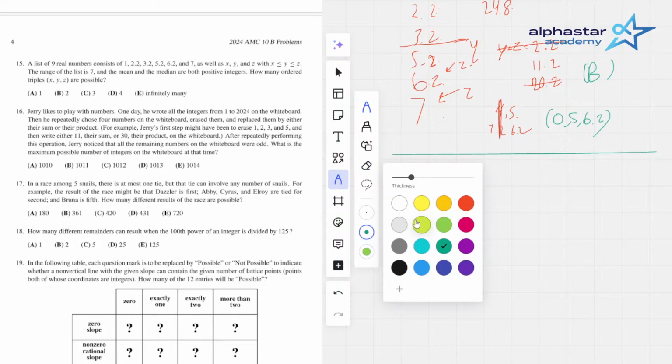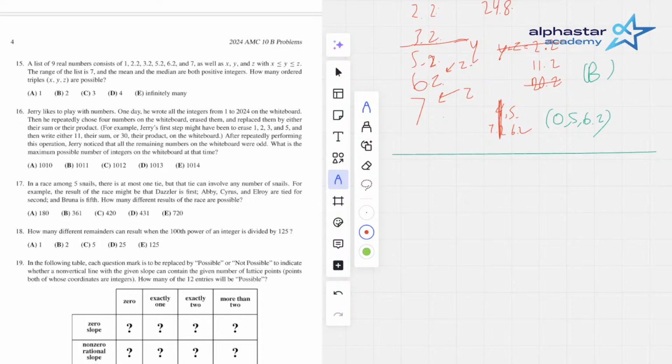Number 16. Jerry likes to play with numbers. He writes the numbers 1 to 2024 on the board. He picks 4 numbers, erases them, and replaces them with either their sum or their product. For example, 1, 2, 3, 4 becomes either 10 or 24. After repeatedly performing this, all the remaining numbers on the whiteboard were odd. What is the maximum possible number of integers on the whiteboard at that time? Okay, let's see.